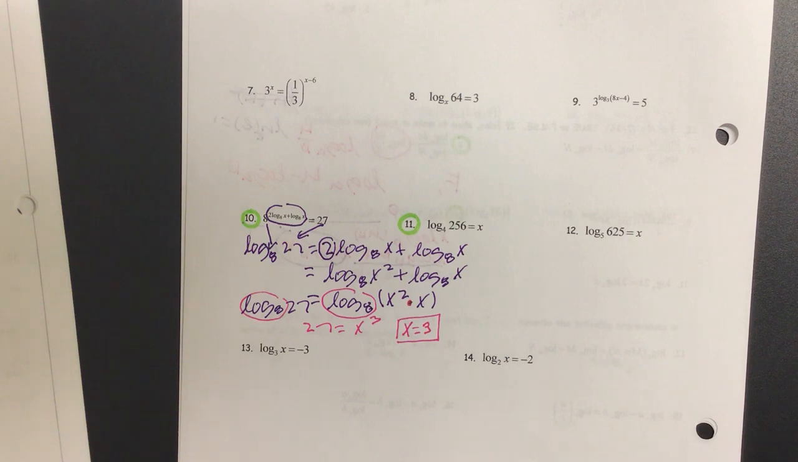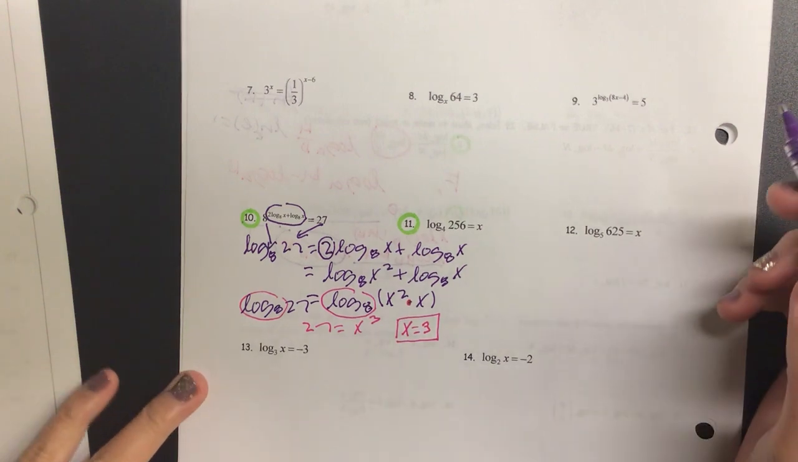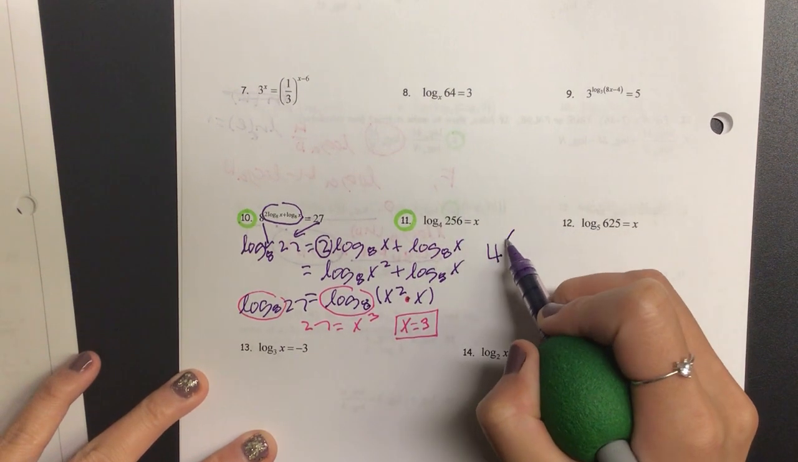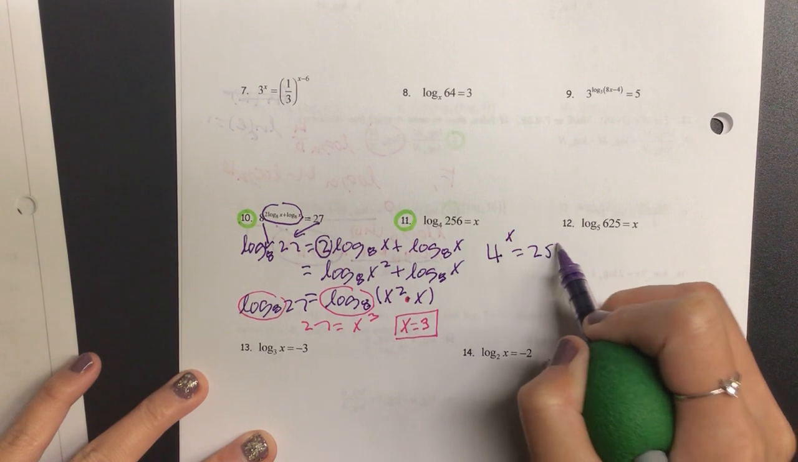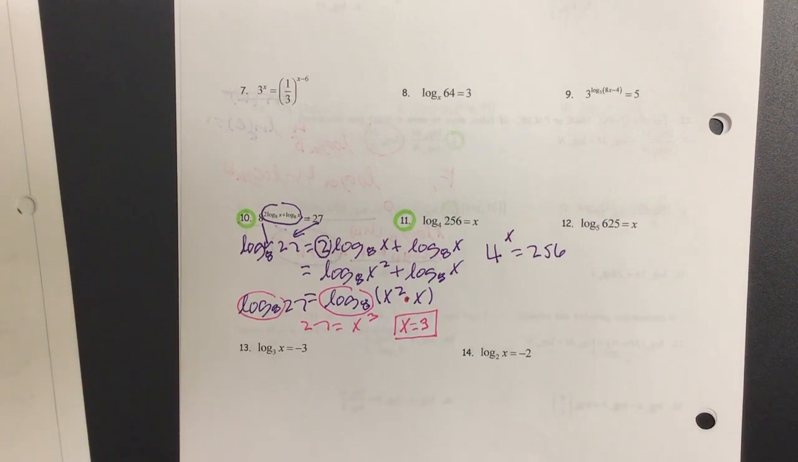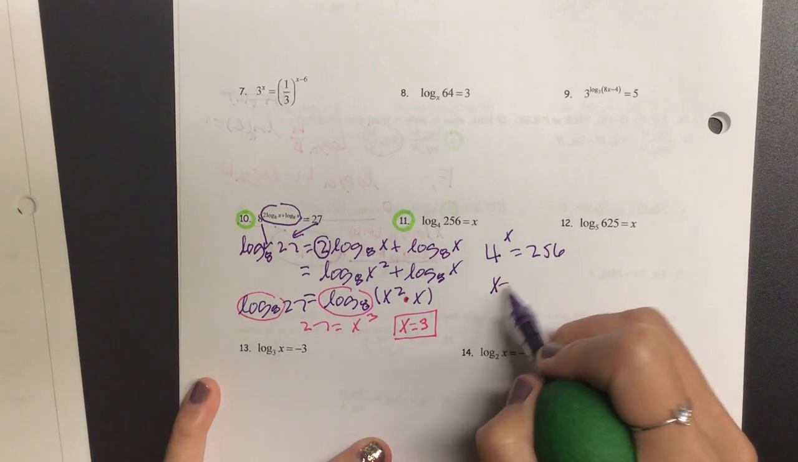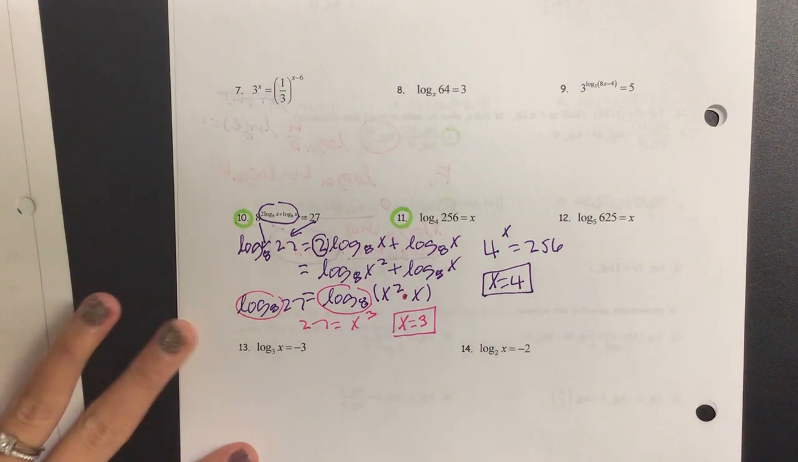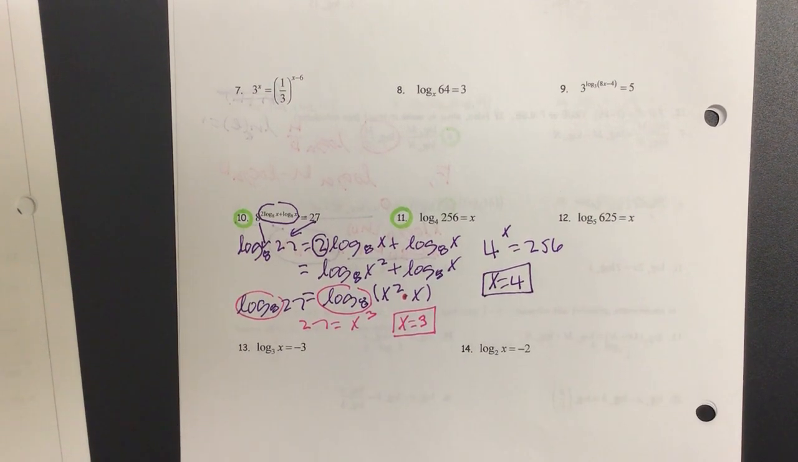Okay, let's go on to number 11. Can we drop and cross on number 11 too? Yes. We're going to drop the 4, cross the x to the other side, and 256. Now, if I take 4 to the power of something, it gives us 256. What do you think that x should be? 4, 16, 64, 256. It's okay if you have to show the work on the side, but by heart I have that memorized.